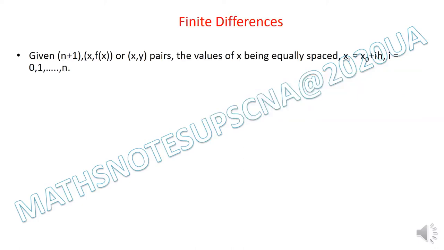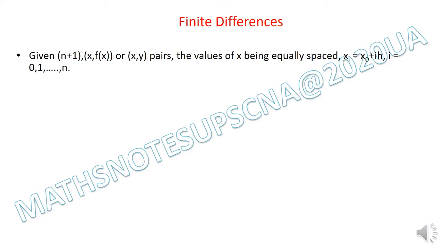Finite differences: here we have n plus 1 data points and we can write them as f(x) or (x, y) pairs. y is equal to f(x), x is the independent variable, y is the dependent variable, and the values of x are equally spaced, x_i is equal to x0 plus ih, where i may take values from 0, 1, 2 up to n.